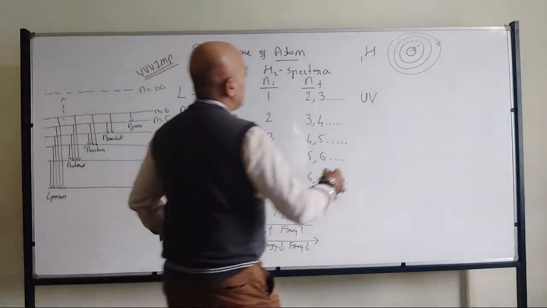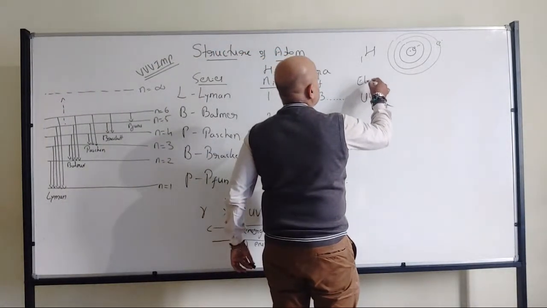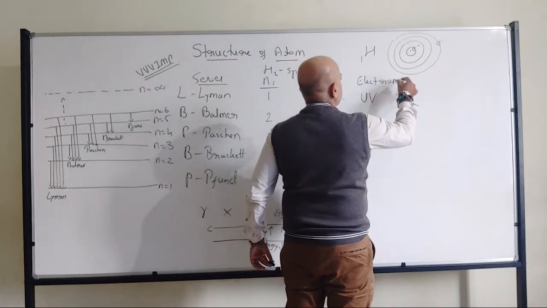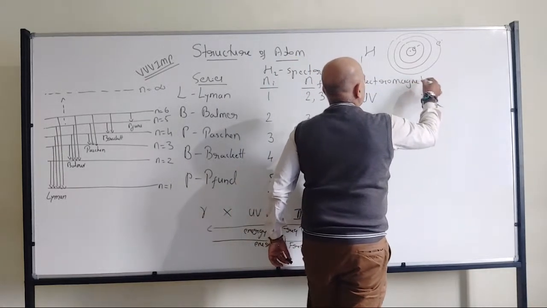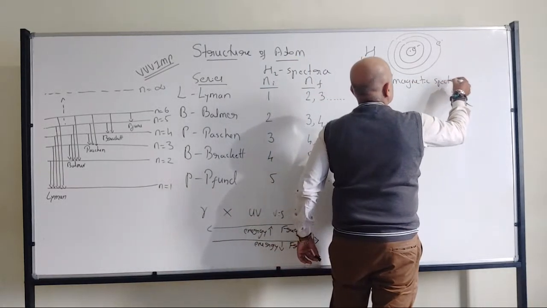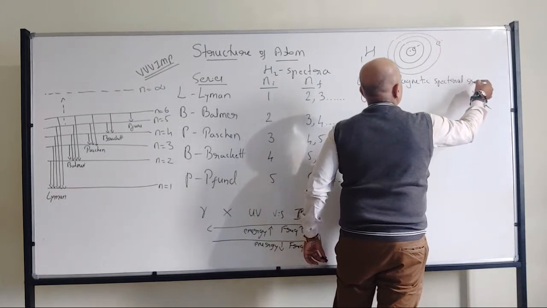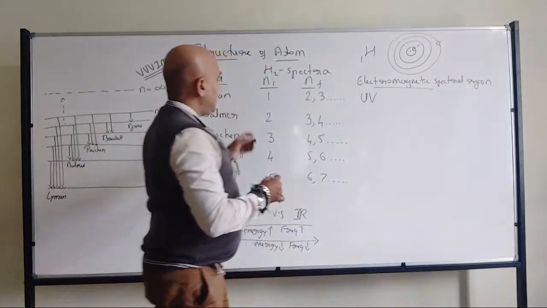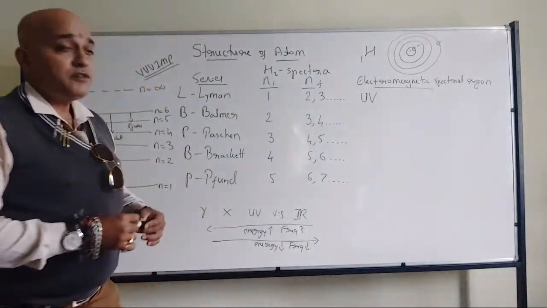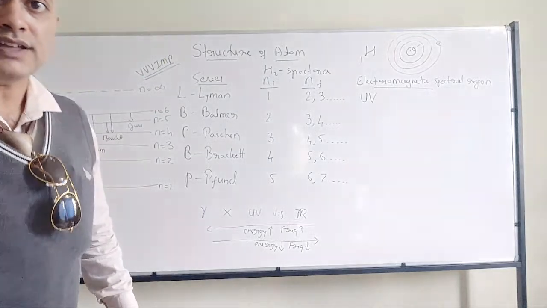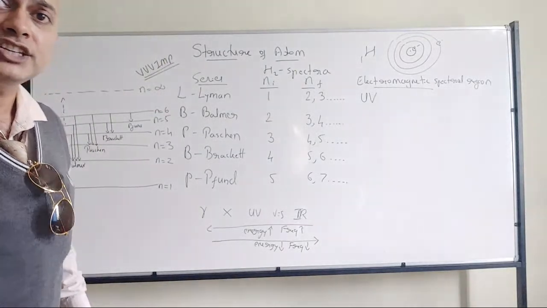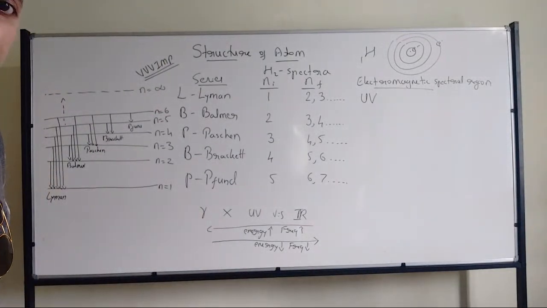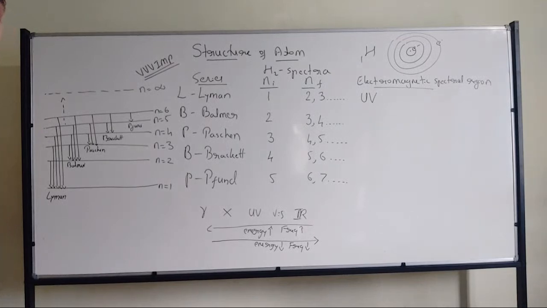Okay, so here I can tell which electromagnetic spectral region each series belongs to. Lyman belongs to UV, which is of high energy. Then now it is easy. Which can be of low energy?